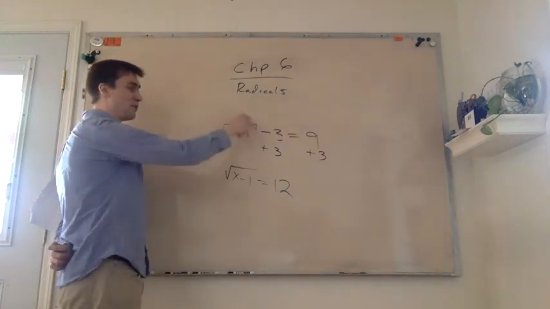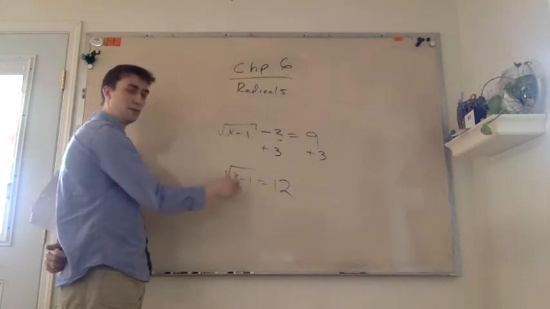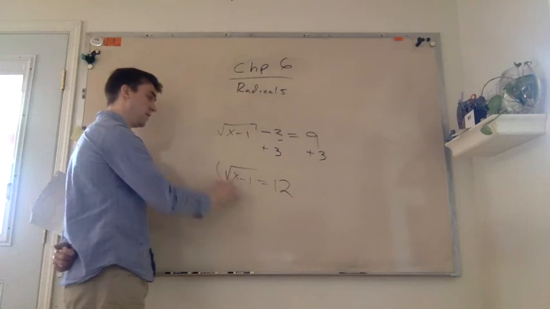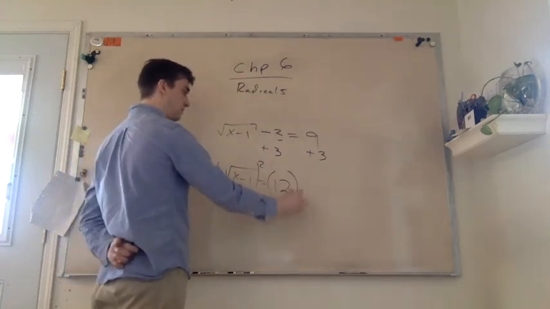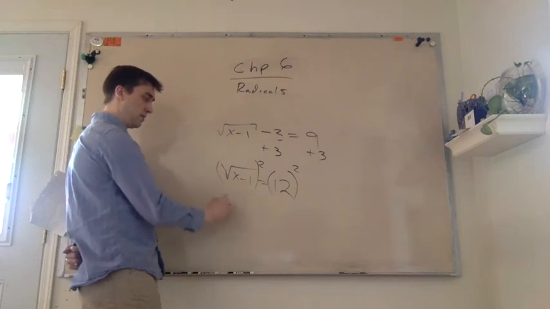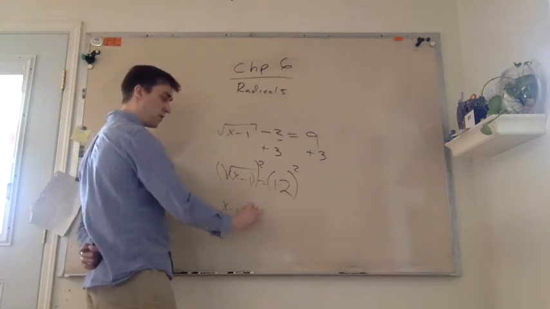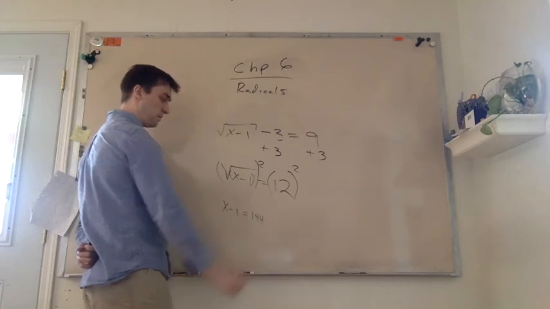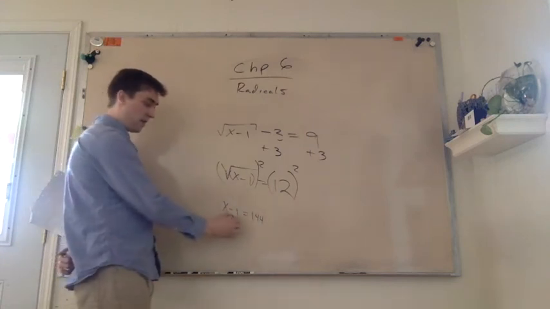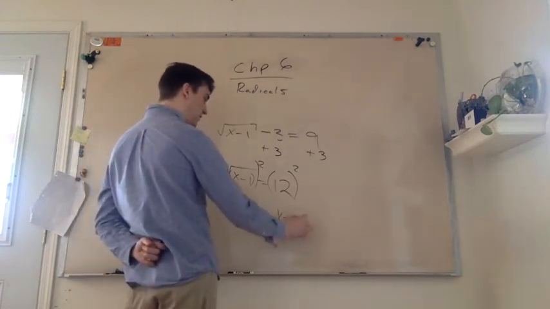So, before you start getting rid of the radical, you should get the radical alone. Then square both sides. The square root squared cancels, so you're just left with x minus 1. 12 squared is 144. Now you can just isolate the variable, add 1 to both sides. So x equals 145.